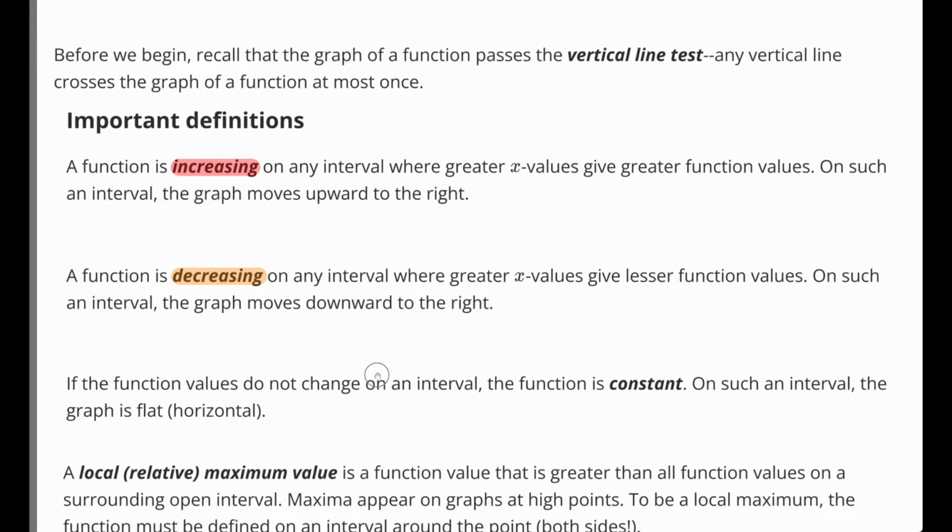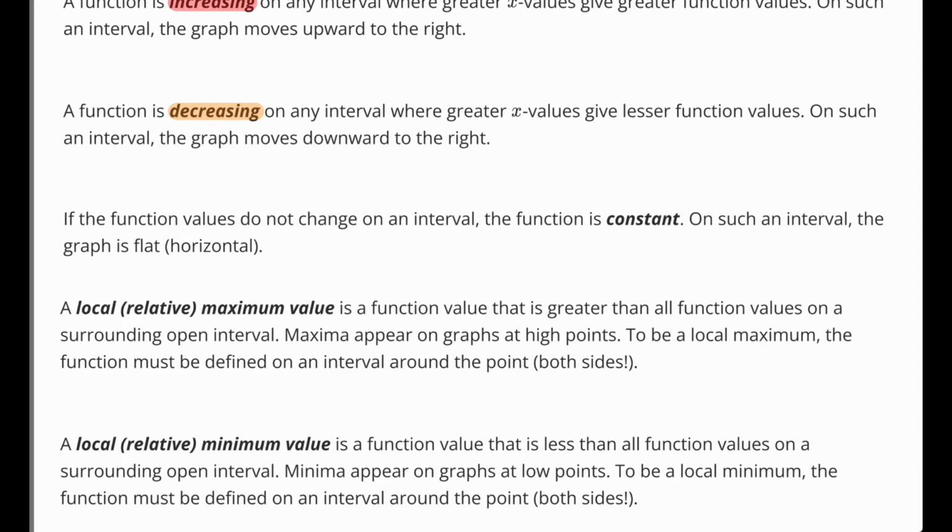And the last thing was constant. That means it's not going up or down. That just means it's constant. It's constantly staying the same. As you put more x values in, you're just going to get the same y value each time.